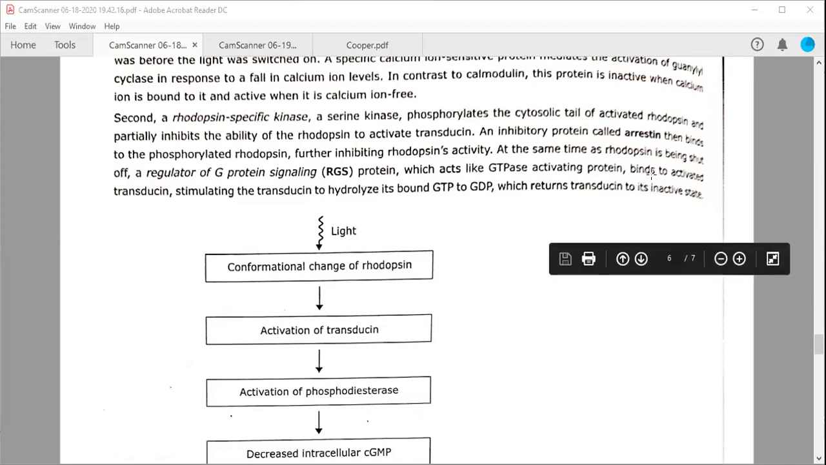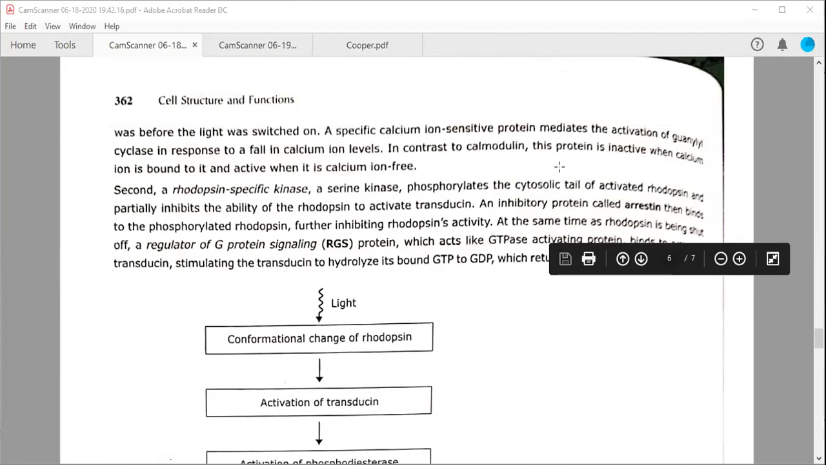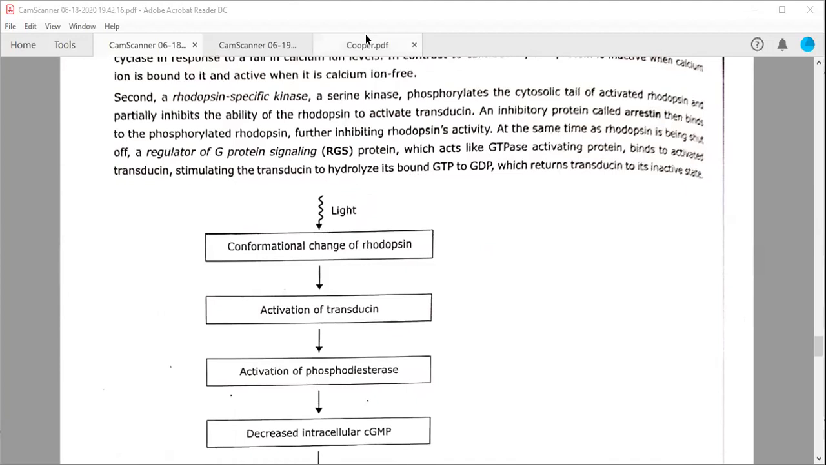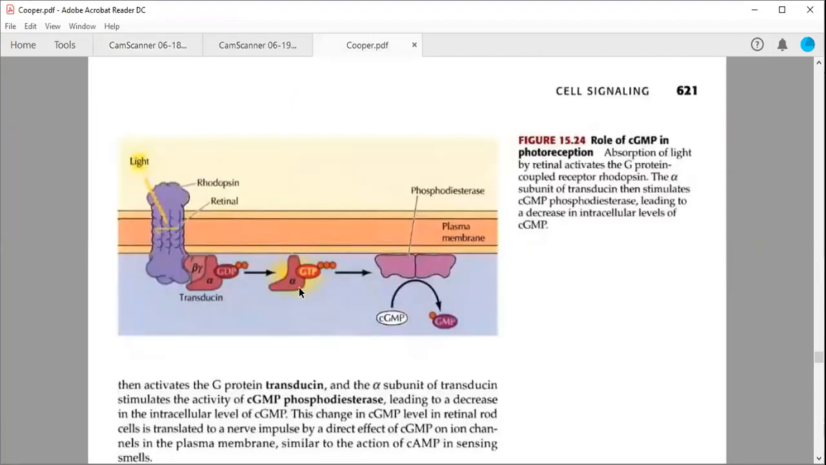Okay, so what will happen in this case: the alpha subunit is a GTPase, GTP is hydrolyzed, and the GDP form will form a complex with beta and gamma. So it will not be able to activate the phosphodiesterase enzyme, so cyclic GMP will not be further degraded into GMP. In this way, the cyclic GMP concentration will slowly increase and not decrease further, so that the sodium and calcium ion channels in rod cells can be operated.